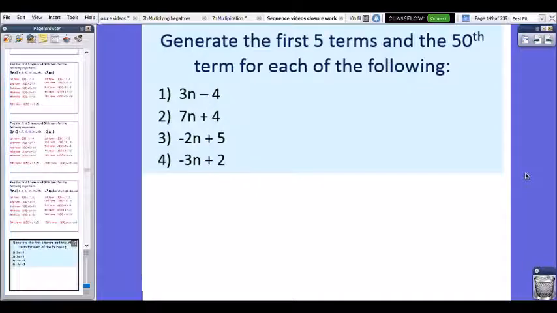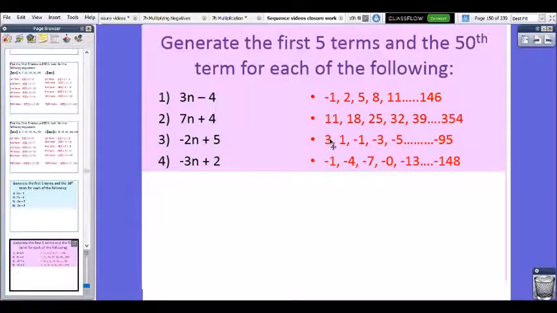Okay guys, what I would like you to do now, you've got 4 questions on your screen. So it's just like what we've done. What I would like you to do, I want you to list the first 5 terms and also the 50th term for each of the following sequences. As soon as you're ready for the answers, just unpause the video. Alright guys, these are the answers that you should have got for those sequences.